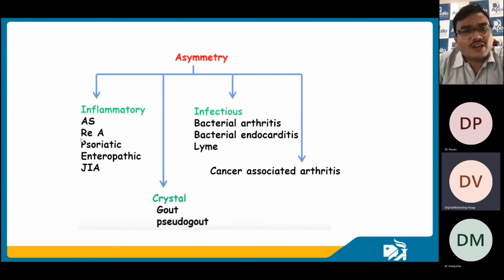In case of asymmetrical inflammatory arthritis, most common differentials are spondyloarthritis, ankylosing spondylitis, reactive arthritis, psoriatic arthritis, enteropathic arthritis, and JIA. In case of crystal related arthritis, gout and pseudogout can present as asymmetrical because these are usually single monoarthritis type of illnesses. And in case of asymmetrical infectious arthritis, bacterial endocarditis and Lyme can present as asymmetrical arthritis.